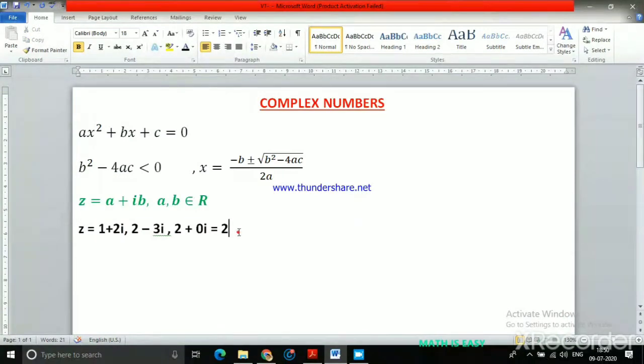So these are the examples. Somebody can write 0 minus maybe 3i.